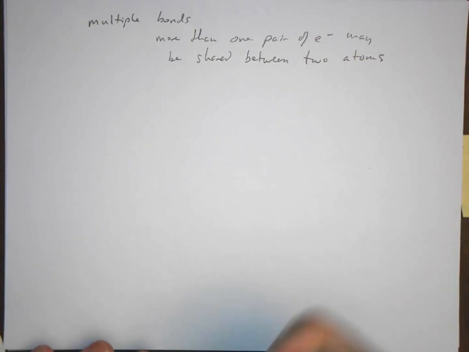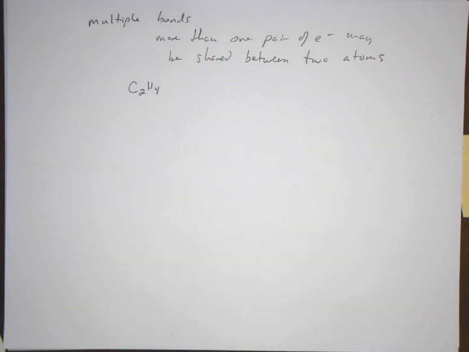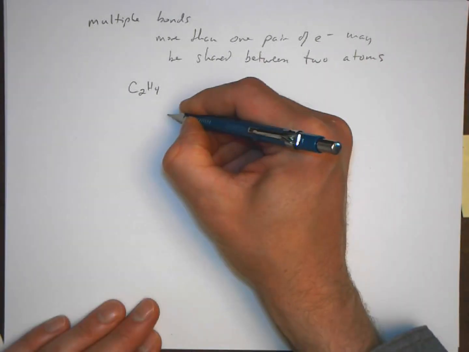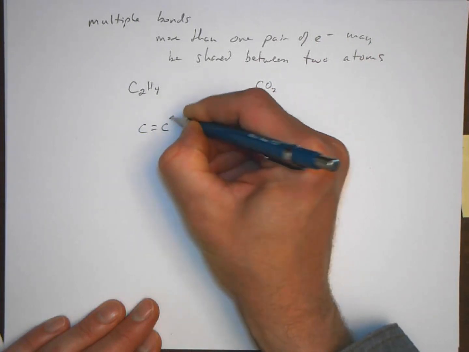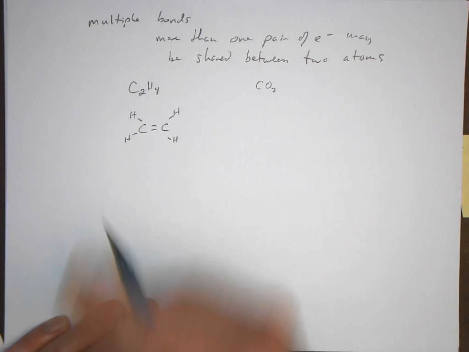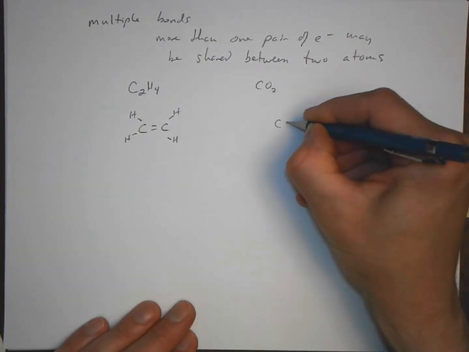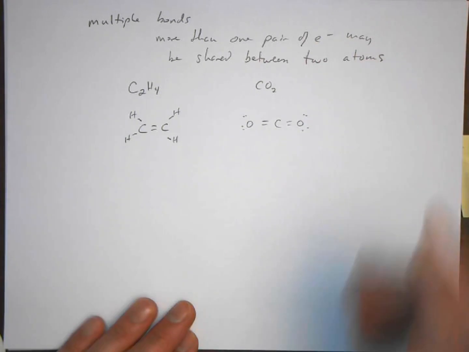Okay, here's an example. And again, don't worry about how I get this. I'll show you how you would get these Lewis structures soon. But here are two examples where we have the Lewis structure for C2H4 would look like this. The Lewis structure for carbon dioxide would look like this.